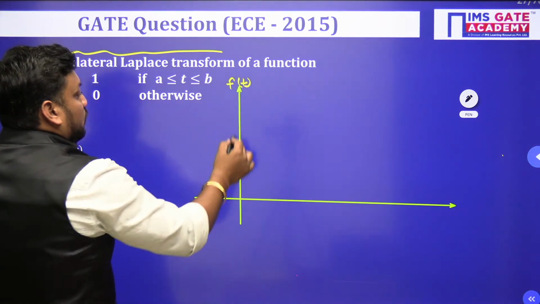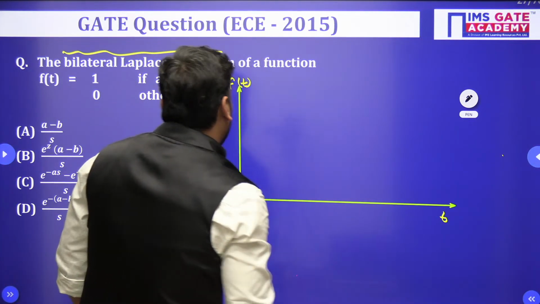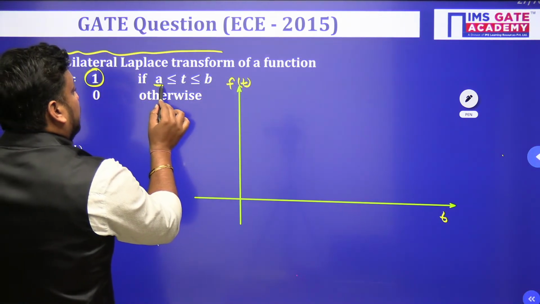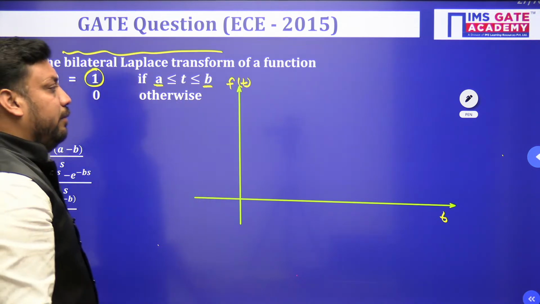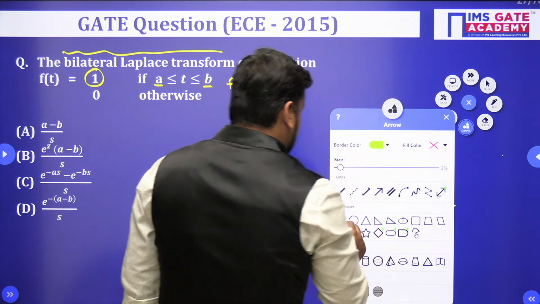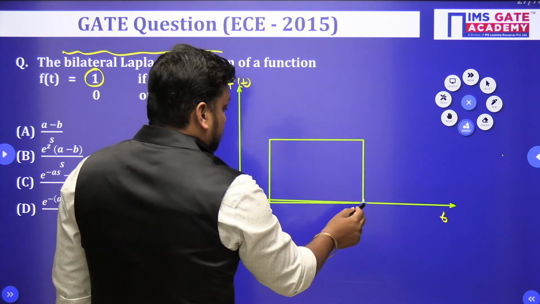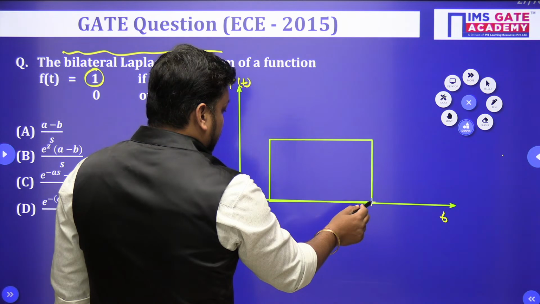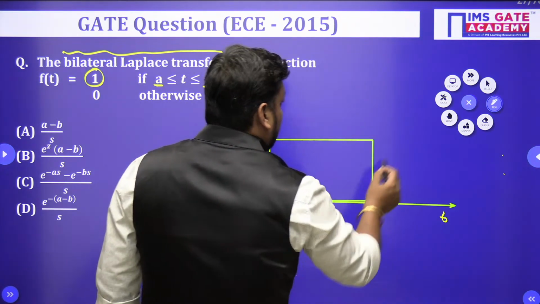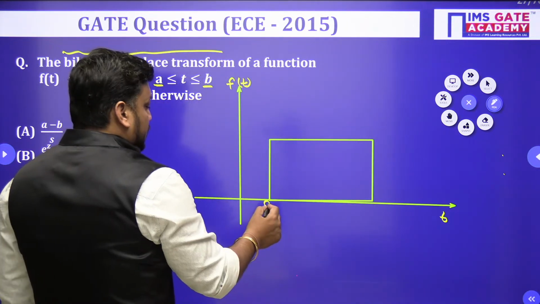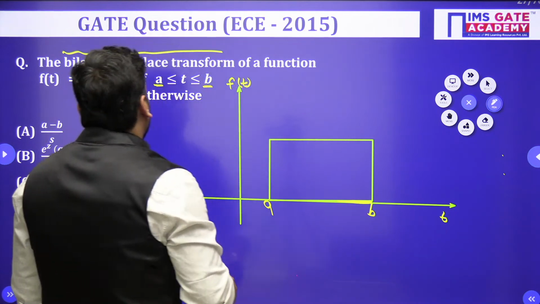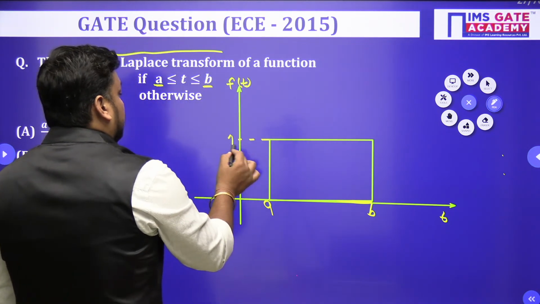Because f of t with respect to t, I need to make the magnitude 1 where the time duration is from a to b. So I just need to take a box here, from here to here. Here is the a value and here is the b value, and this is the magnitude 1.